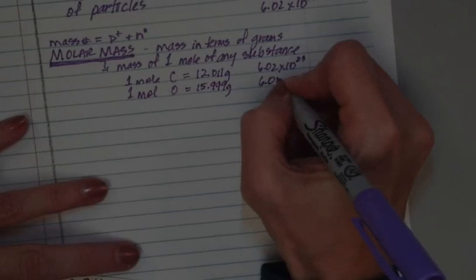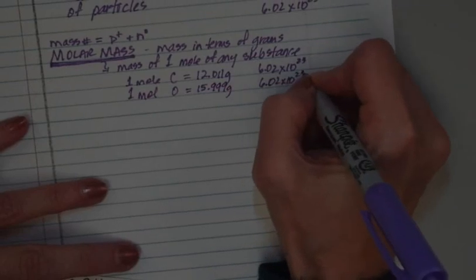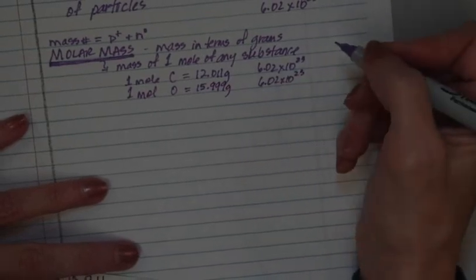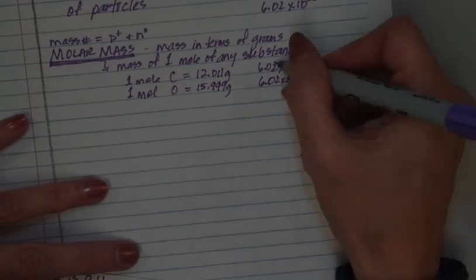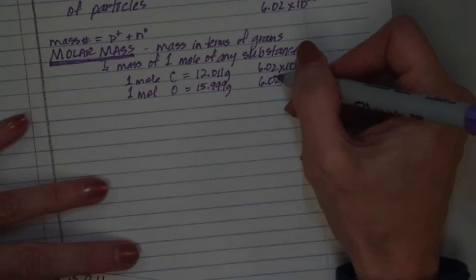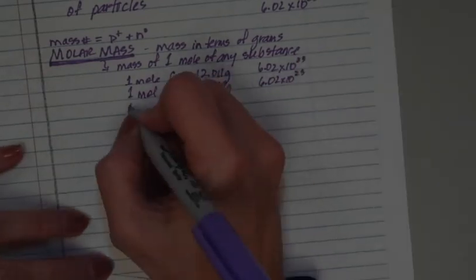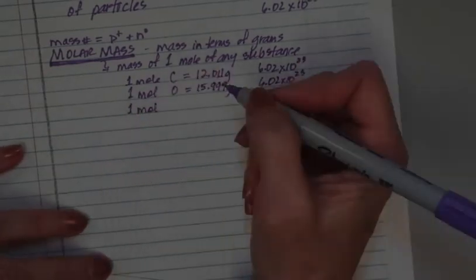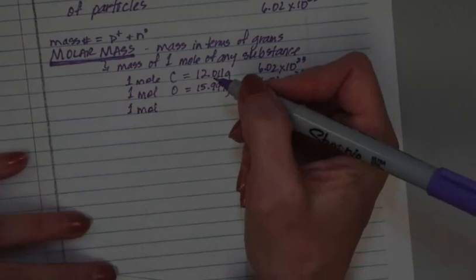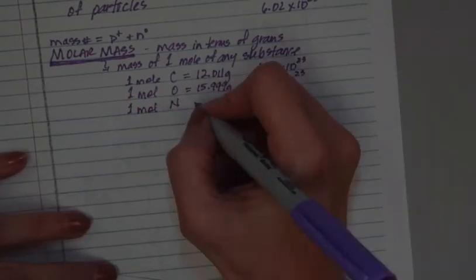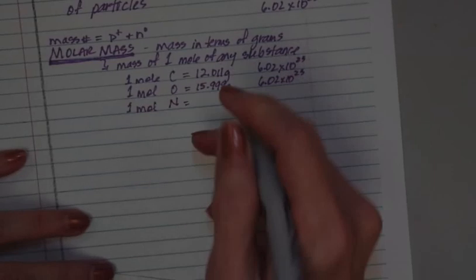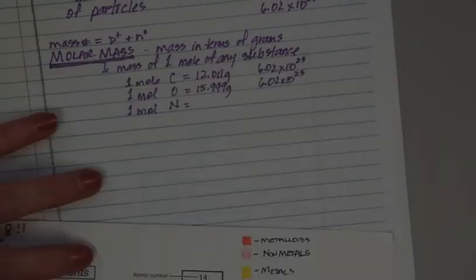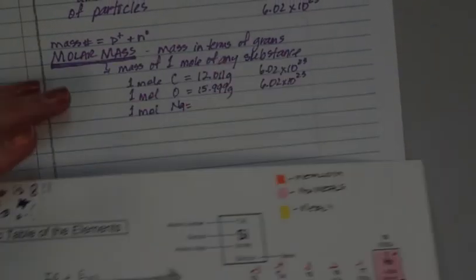Just like you can have a dozen marshmallows, they're not going to weigh the same as a dozen eggs, right? So just because you have the same number of pieces of it doesn't mean they're all going to weigh the same at all. For example, again, if you have 1 mole, and a mole is abbreviated as mol, you just drop the E, so there's not much of an abbreviation, but I'll take what I can get here. Let's do 1 mole of sodium. Let's get a metal in there. If you have 1 mole of sodium, it's going to weigh 22.990 grams.